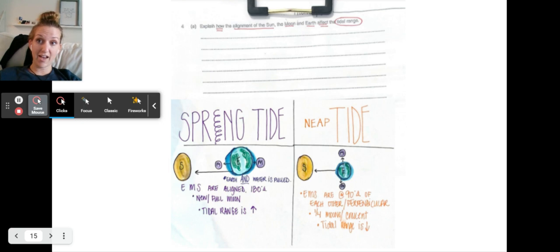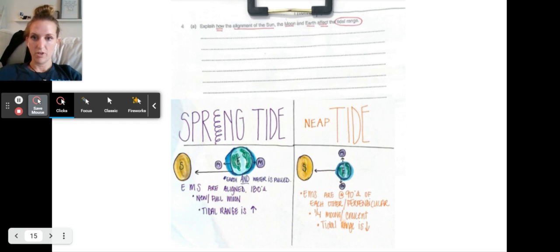So in a spring tide, you have really big highs and very low lows. So the difference between that is going to be large. And this is when the earth, moon, and sun are aligned together, and the earth is pulled on, and so is the water. The earth is just pulled on from the gravity of the moon and the sun. The earth just gets pulled on more on the side where it's closest to the moon.